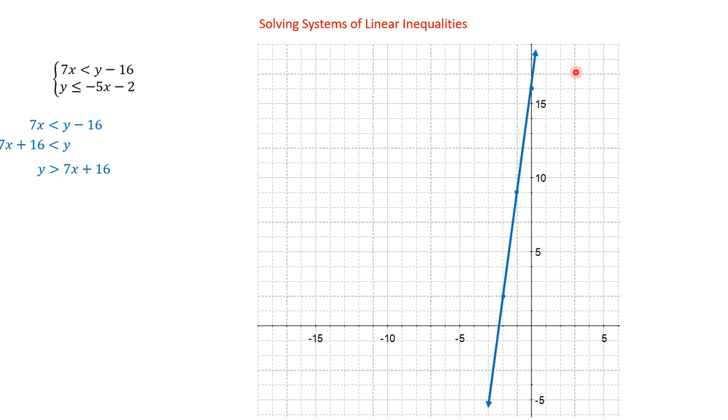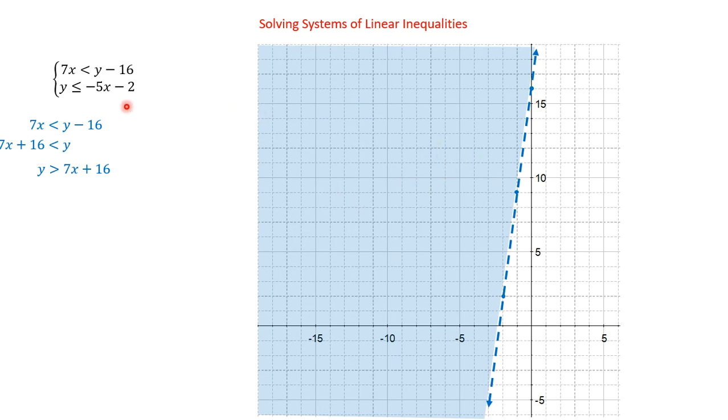Well, it's a good thing we have our little dotted line maker here on our pencil, and we can change that into the dotted line that was supposed to be. How many of you do exactly that? It's not a problem, but that's why we use pencil, not pen. Then shading. We shade this side, because if we plug in a point, let's say the point negative 5, 10: negative 5 times 7 is negative 35, plus 16 is a negative number. 10 is bigger than a negative number, so we shade that side.